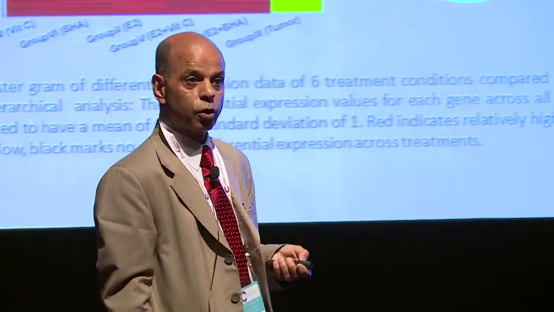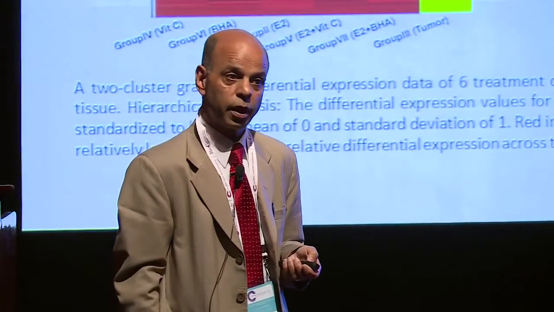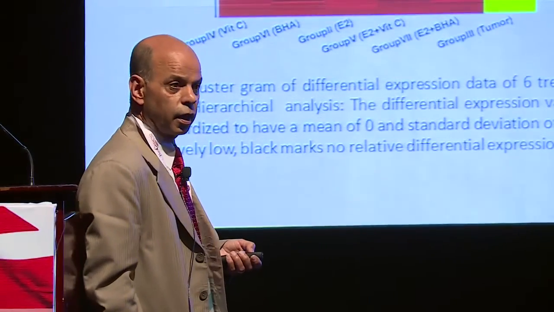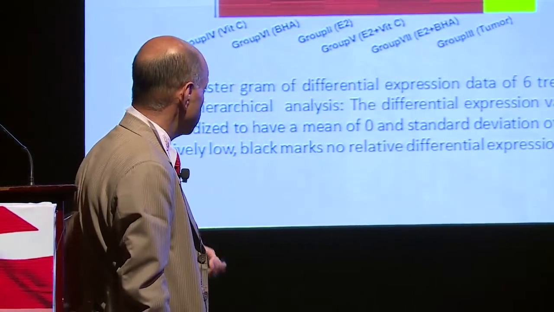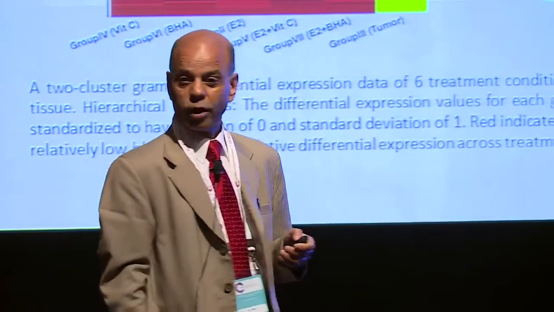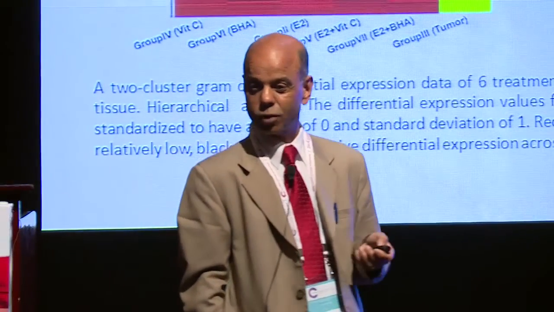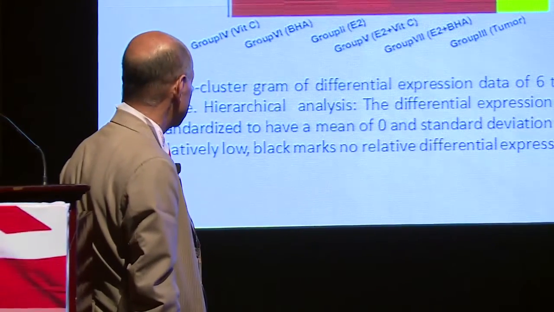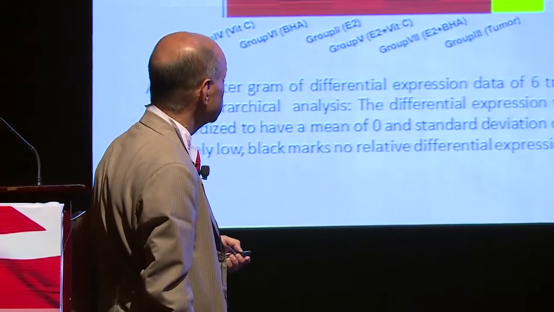We wanted to see what's the molecular or biochemical mechanism and what genes are involved. So we did a microarray analysis, and this is just a histogram showing the microarray, which is a fishing expedition. Several thousand genes are upregulated and downregulated, and red means upregulated genes and green means downregulated genes.